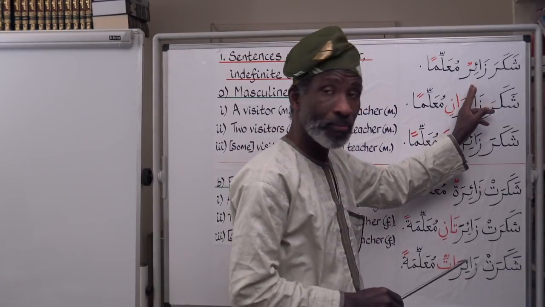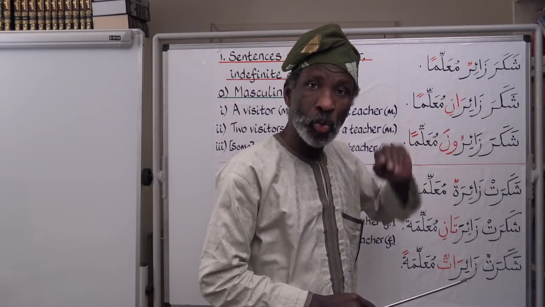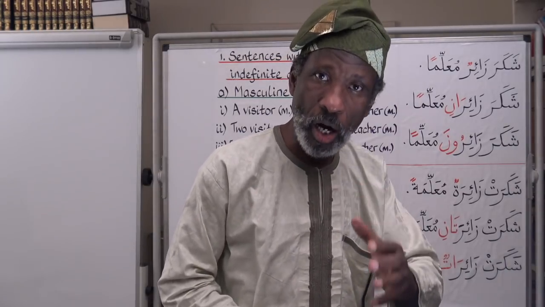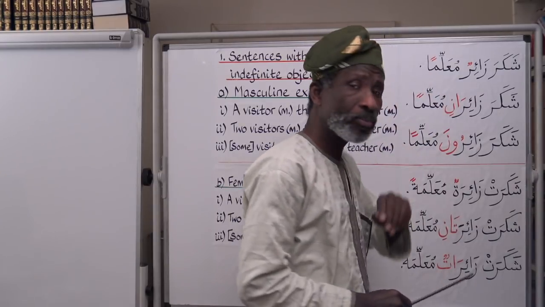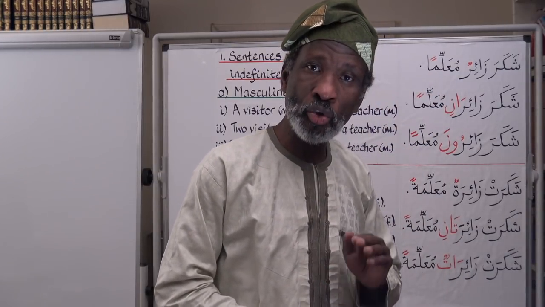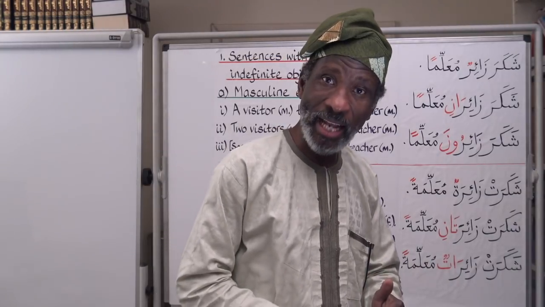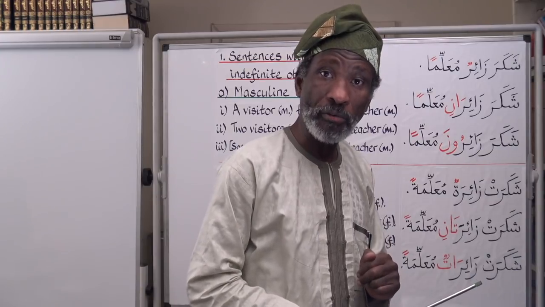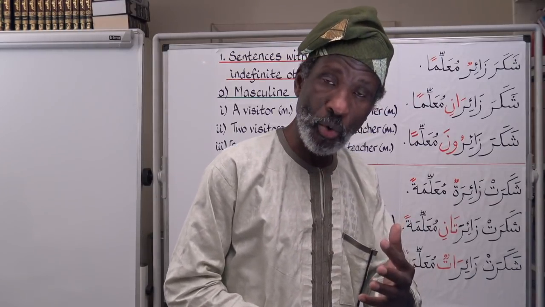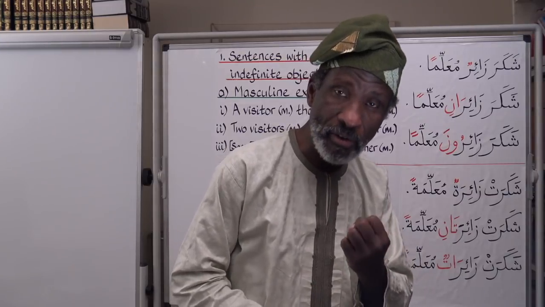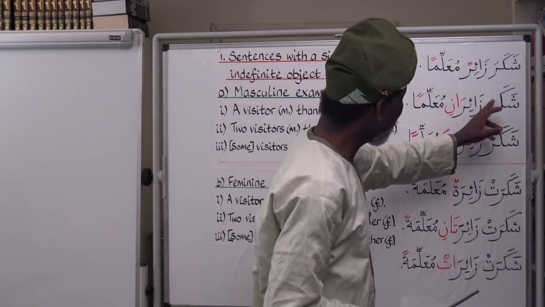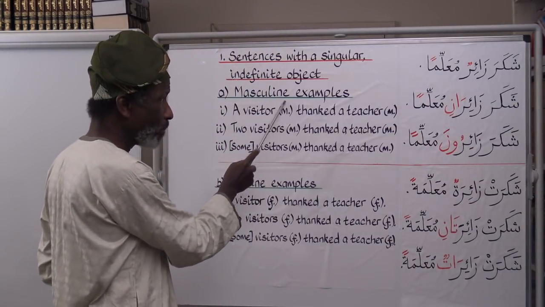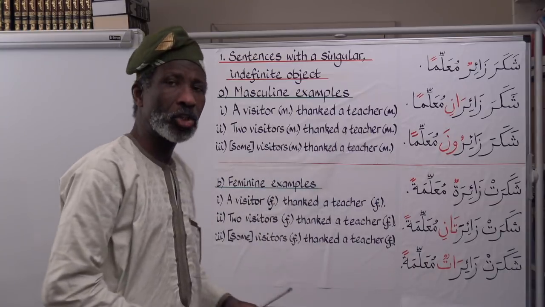Zairun is a singular, hence is carrying two dhamma to tell us that this is the doer of the verb. Mualliman, that's a singular and is carrying two fatha to indicate that this is the object of the verb. Remember, subject is the doer and object is the receiver of the action. Shakara Zairun Mualliman. A visitor, which is male, masculine, thanked a teacher.